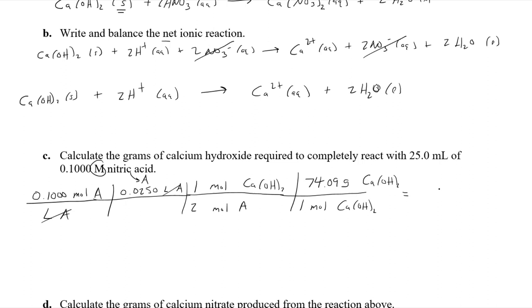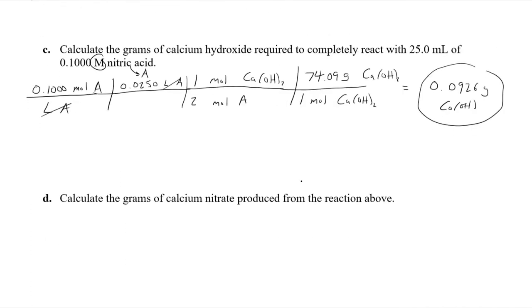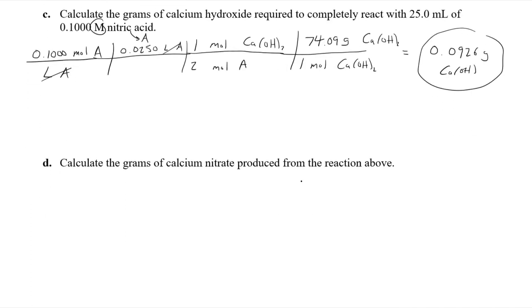And if I crank that all out with my calculator, I get something on the order of 0.0926 grams of calcium hydroxide. And that's the final answer. 3 sig figs. I'm limited by 3 sig figs. Looks good to me. Hopefully I punched that right in my calculator.